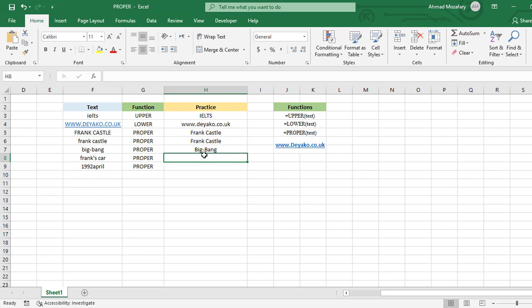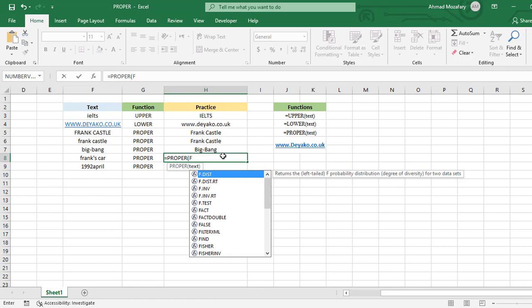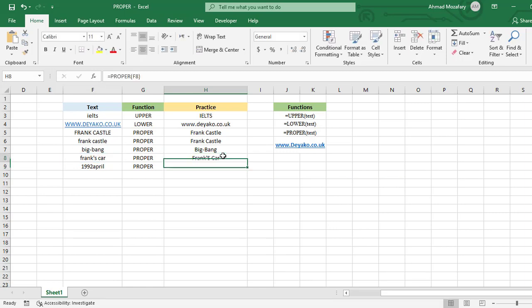This can be a problem when you want to use this function on a word with apostrophe S, because we don't want apostrophe S capitalized, but this function will capitalize it too because it is after an apostrophe, and apostrophe is a separator. Let's try it. Proper and F8. You see, S here is capitalized and it's not good. We don't want it, so we just have to consider it when using this function.